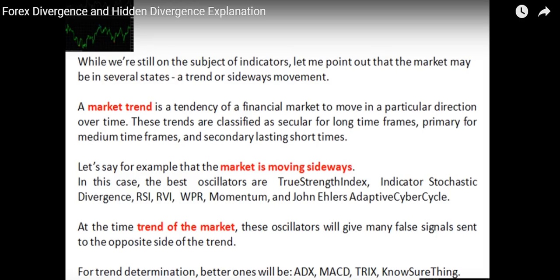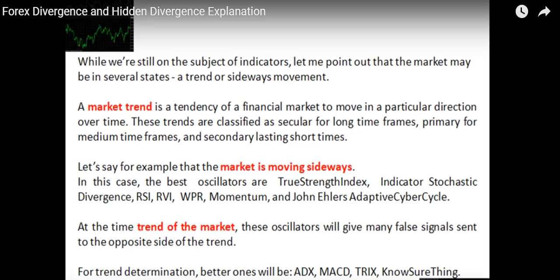While we're still on the subject of indicators, let me point out that the market may be in several states: a trend or sideways movement. A market trend is a tendency of a financial market to move in a particular direction over time. These trends are classified as secular for long time frames, primary for medium time frames, and secondary lasting short frames.